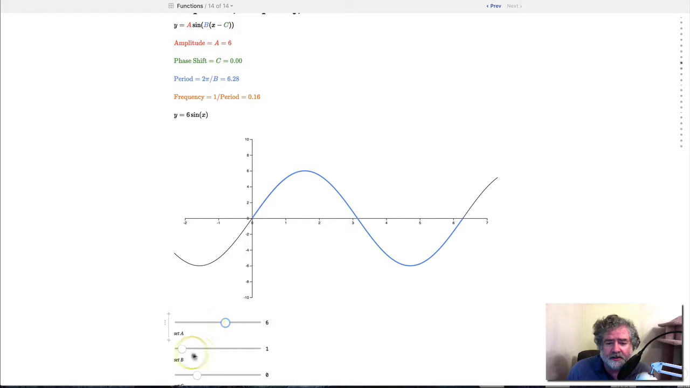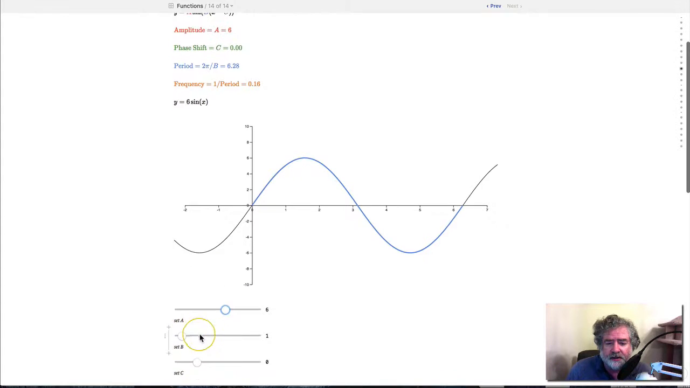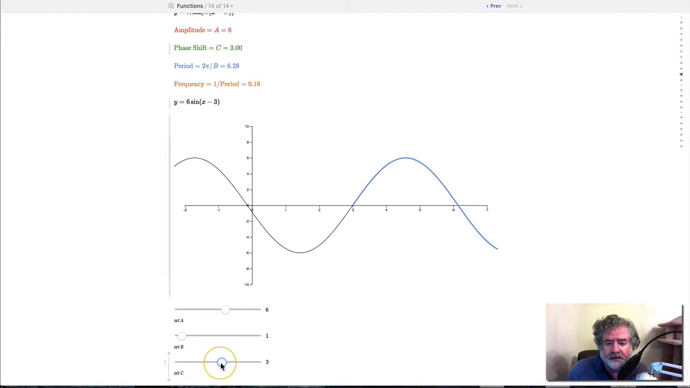And the phase shift as well. So let's go down here and change this parameter C, and that gives you exactly what the phase shift is. You can see that this has been moved over 3 units. So there's the phase shift. So those two are pretty easy to understand. The harder to understand is the period and the frequency.